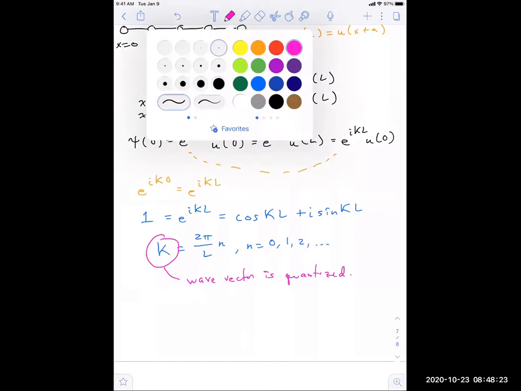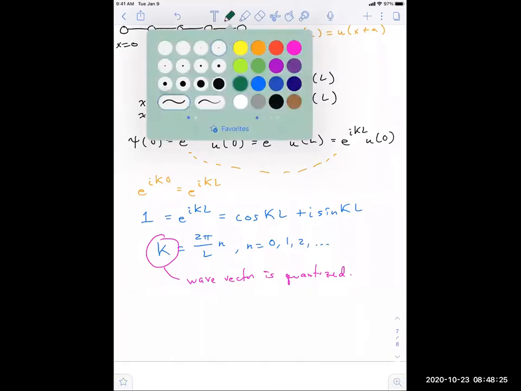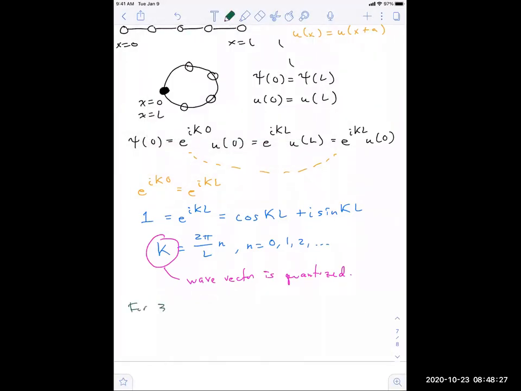So this is for a 1D chain, but we can apply the same workup in 3D. So for a 3D solid, I now have some vector k, but I have the same spacing except in all 3 directions.